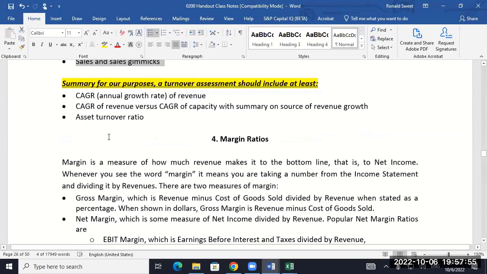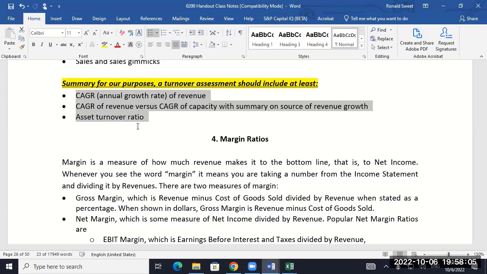All right, so as far as your paper 3 goes, I'm only asking for 3 things. The first one's really easy. How fast are their revenues growing? But with one caveat. If the revenues are growing because they merged or acquired another firm, it's a little tricky.